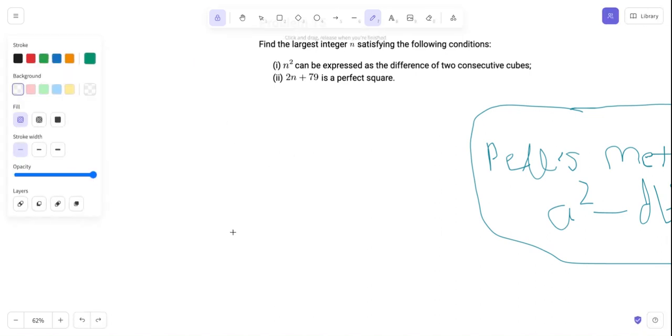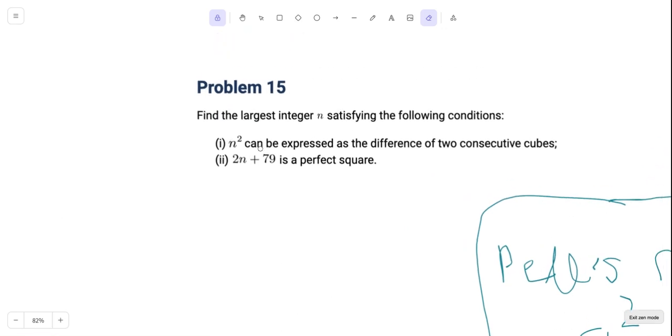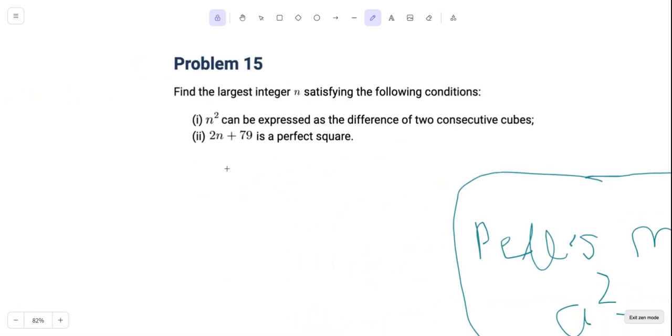Now find the largest integer n such that n squared can be expressed as the difference of two consecutive cubes, like k plus 1 cubed and k cubed. If you subtract these, you'll get 3k squared plus 3k plus 1. Second condition, 2n plus 79 is a perfect square. So how would we go about solving this?